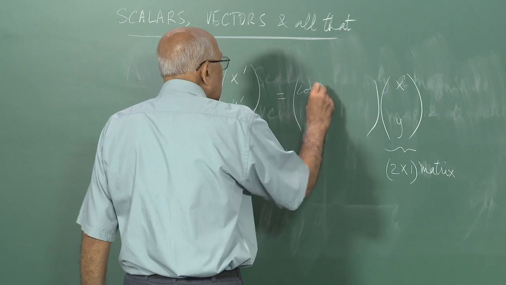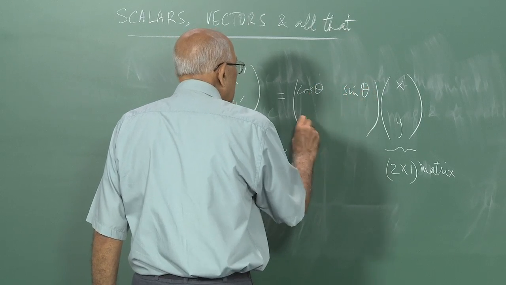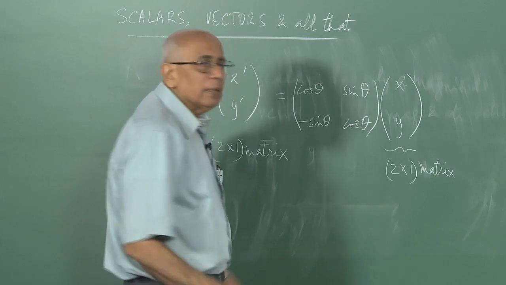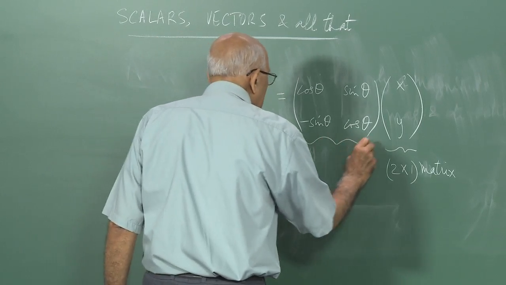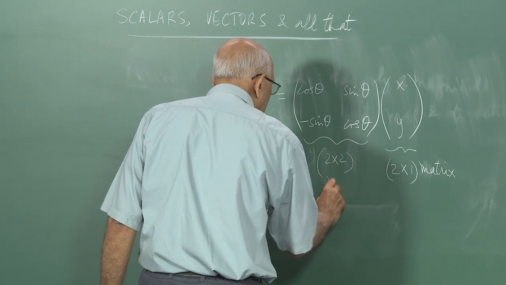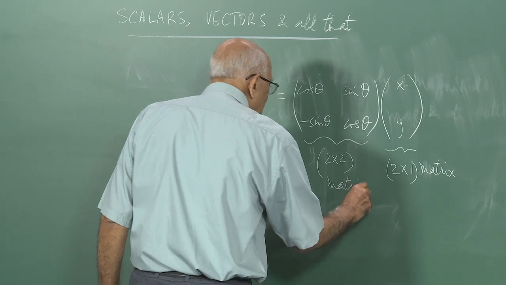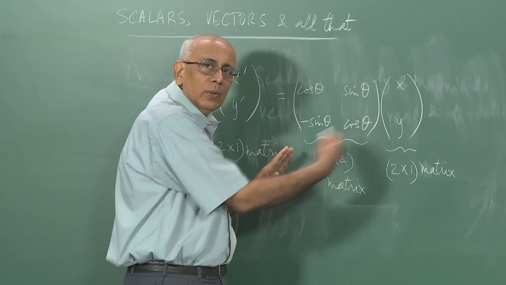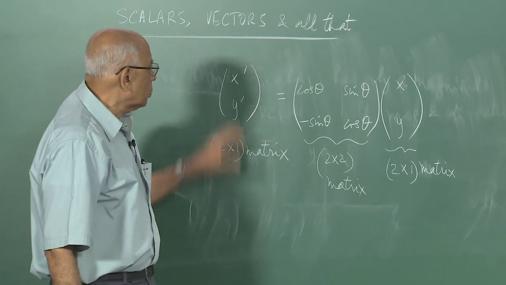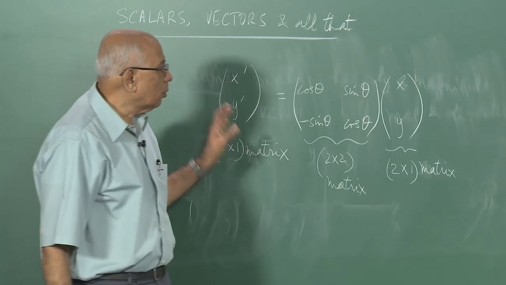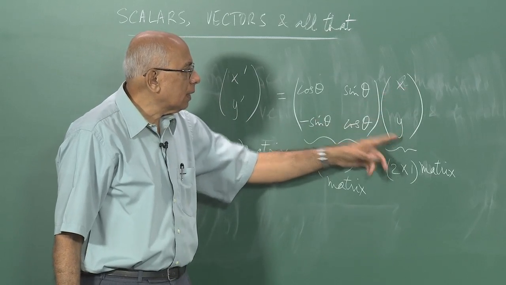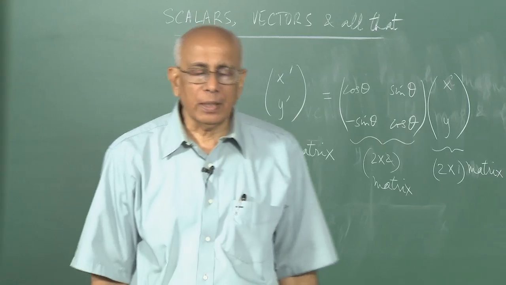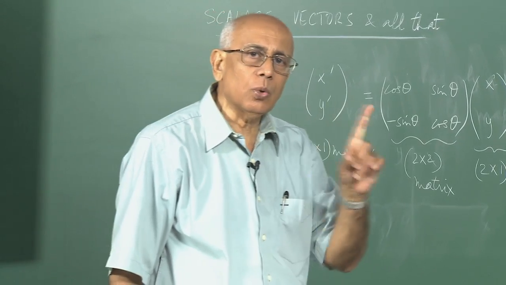So that thing is cos theta sin theta minus sin theta cos theta, and by the rule of matrix multiplication, this is a 2 by 2 matrix, and as you know, when you multiply 2 by 2 by 2 by 1, the 2's cancel out, so to speak, and you get a 2 by 1 once again. So this gives you a column matrix here, a 2 by 1. This 2 by 1 column matrix, when acted upon by this matrix here, gives you a 2 by 1, the new column matrix, which represents the position vector in the new coordinate system.